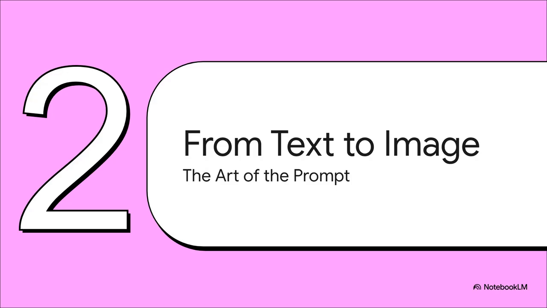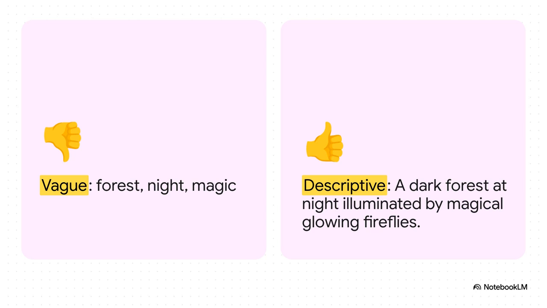All right, let's start with the most basic, fundamental skill, creating images purely from text. It really all comes down to mastering the art of the prompt, basically how you describe what it is you want to see. And here's the number one rule. You have to be descriptive. Don't just throw a bunch of keywords at it like forest, night, magic. Instead, you gotta paint a picture with your words. Something like a dark forest at night illuminated by magical glowing fireflies. See the difference? Full sentences give the AI the context it needs to create something truly stunning.